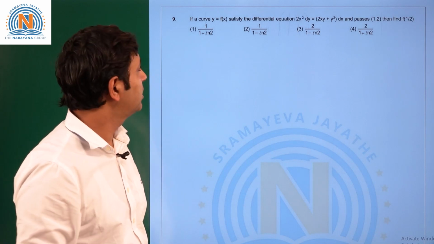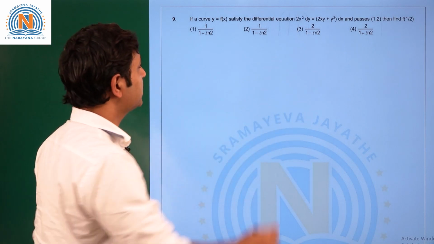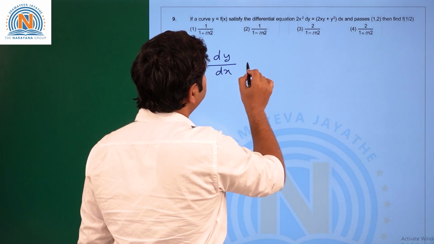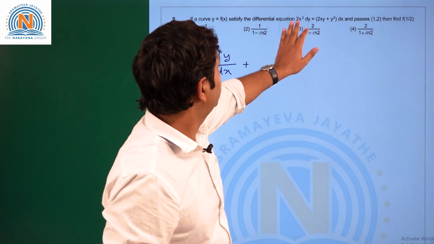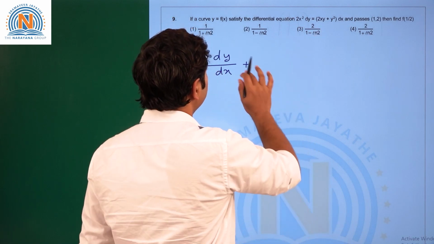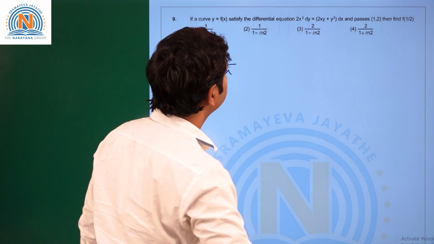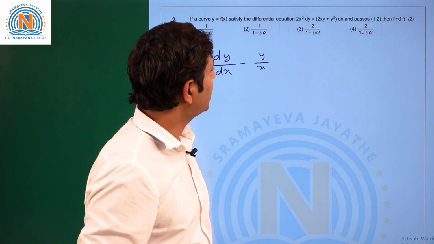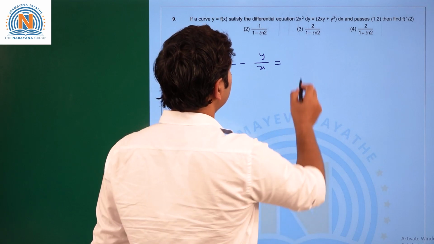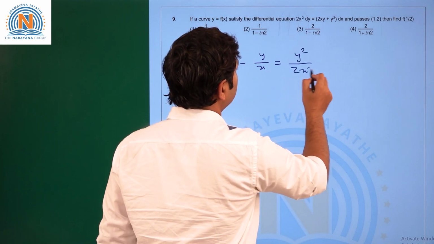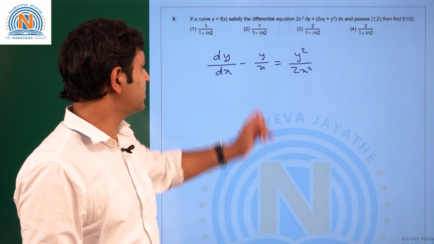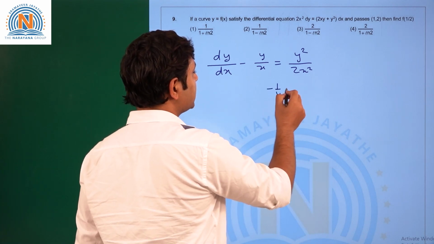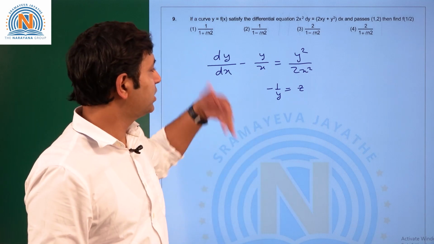We have a differential equation here. Let's try to write the differential equation in different forms. Writing it as dy by dx minus y upon x is equal to y square upon 2x square. If we concentrate on this, it's a Bernoulli's differential equation. Dividing everything by y square and taking minus 1 upon y as z, we'll convert it into a linear differential equation.